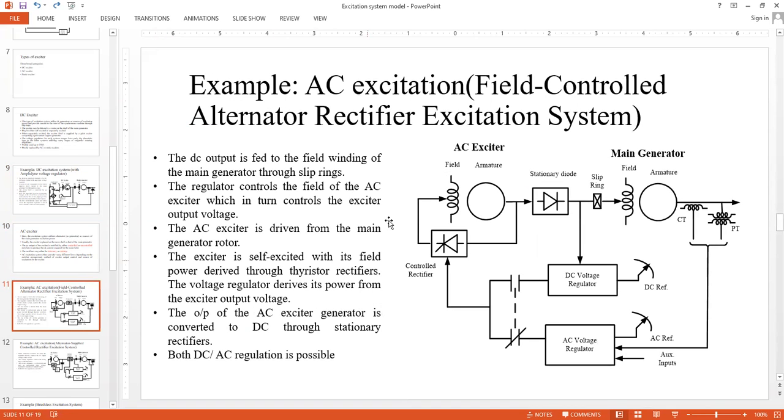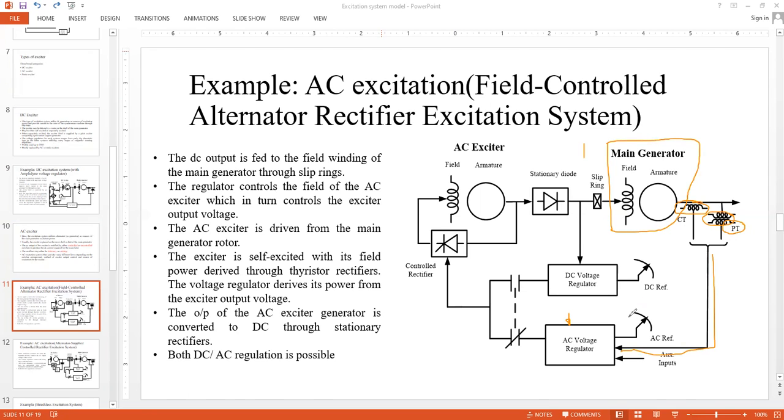This is one example of the AC excitation system, where you see this is the main generator again. In the main generator, we have one armature and one field. Again, the generator output is recorded with the help of CT and PT, and that information is taken to the AC voltage regulator. Why is it the AC voltage regulator? Because this PT will give you the AC voltage.